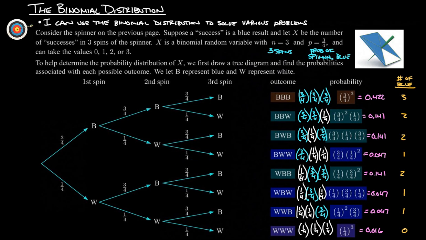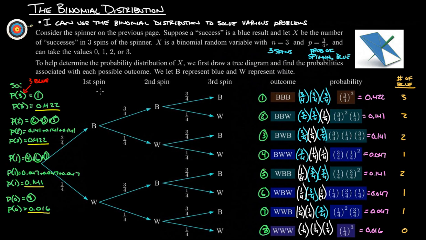To take a slightly different spin on this, I just numbered these outcomes 1 through 8. This has nothing to do with the number of possibilities. It's just that the first outcome is blue, blue, blue. The second outcome is blue, then white. The third outcome is blue, white, blue, and so forth.